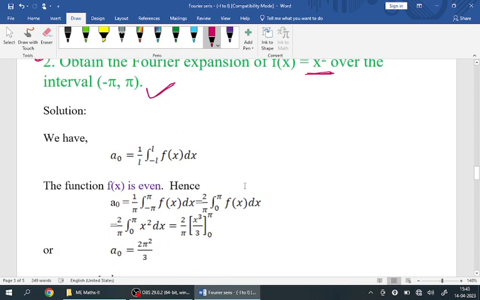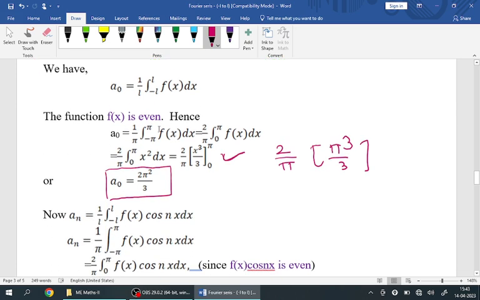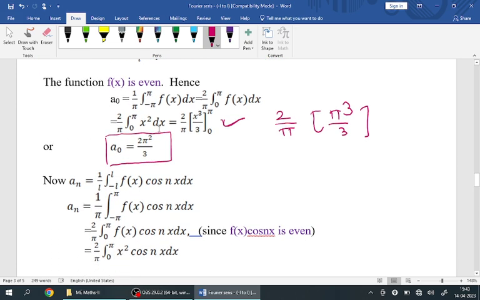So the formula starts with 1 by L, integral minus L to L. Replace the value of L. The integral of x square is x cubed by 3. When we put the upper limit and simplify, you will observe 2 by pi is there, and you are left with pi cubed by 3. The lower limit, if you replace x by 0, is 0. So one of the pi gets cancelled and you get the value of a0 as 2 pi square by 3. So that is a0. It is just the integral of x square.